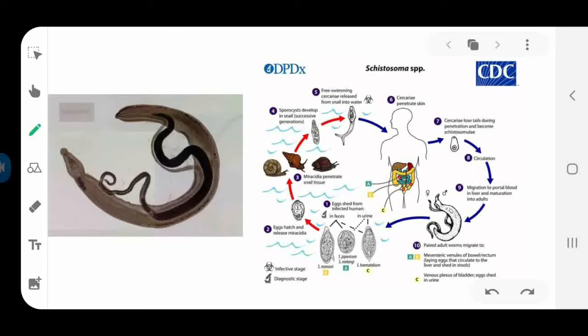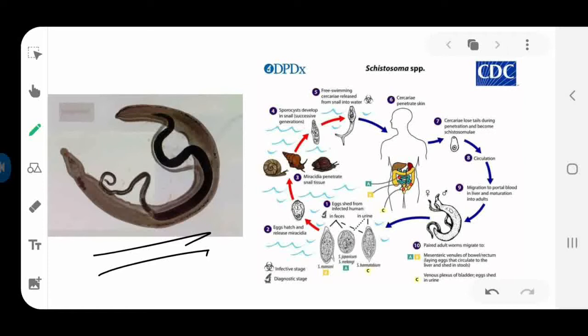The organism infects the vasculature of the gastrointestinal or genitourinary system. Schistosomiasis is by far the most important trematode infection. It is the only trematode that invades through skin. All other trematodes infect only via ingestion. This is the microscopic view of Schistosoma.